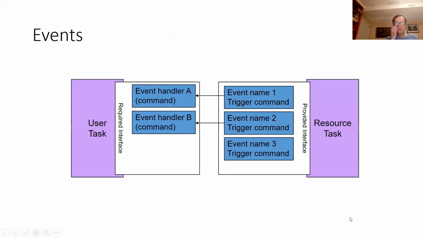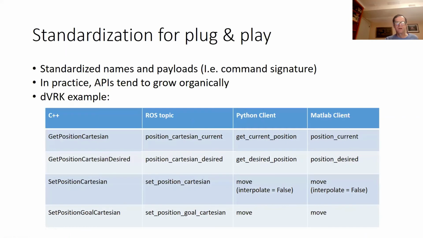So events are similar. It's just they go in the other direction. It's more like a ROS topic in that it's something that's emitted by the server, the task that has the resources, and it's basically sending an event to the client task. So I think this was the part where we were going to switch to Anton.